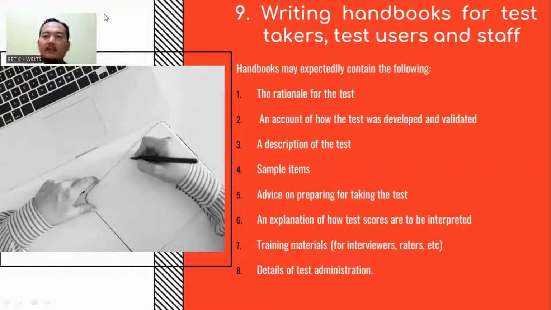Then these are the following points or items that we need to put in the book. So the book is expected to contain these parts. First is the rationale for the task. So we have to mention what the rationale of the test is. And then second one is an account of how the test was developed and validated. And the third is the description of the test.